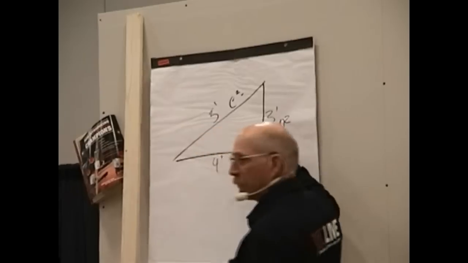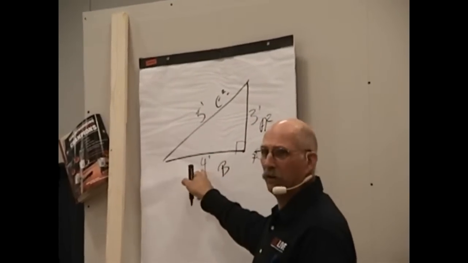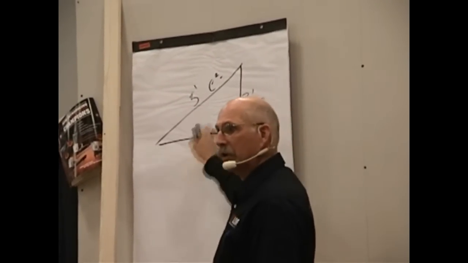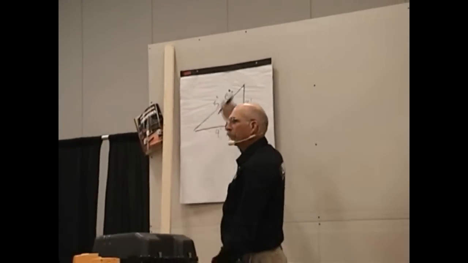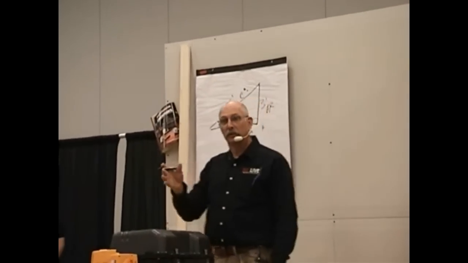So you take 3 times 3 is 9, 4 times 4, right? 16. 16 and 9 is 25. Square root of 25 is what? 5. 3, 4, 5 gets you a perfect right triangle. And then we'll do what?